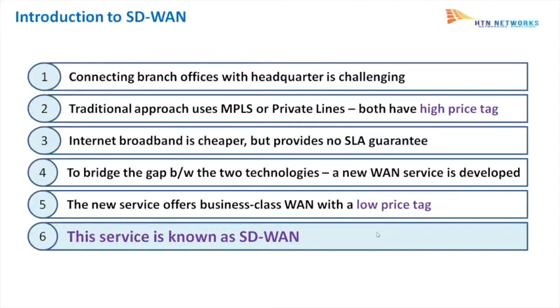So to bridge the gap between these two technologies, like getting a cheaper internet circuit and also getting the SLAs at the same time, a new WAN service was developed. This new WAN service offers business class WAN with a lower price tag, and this service is known as SD-WAN, which is software-defined wide area network.